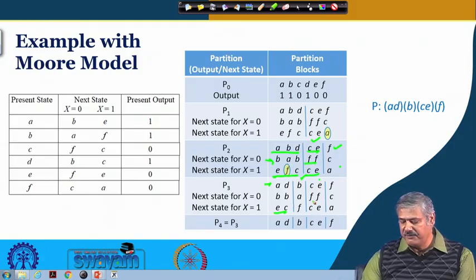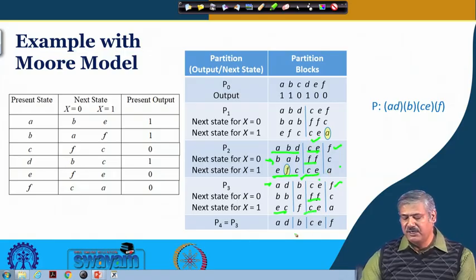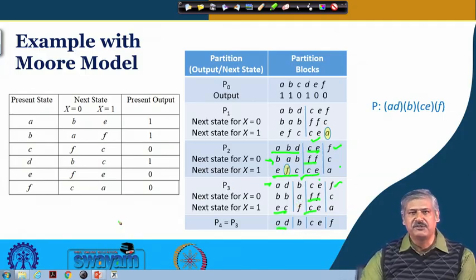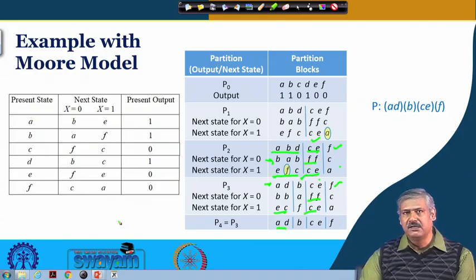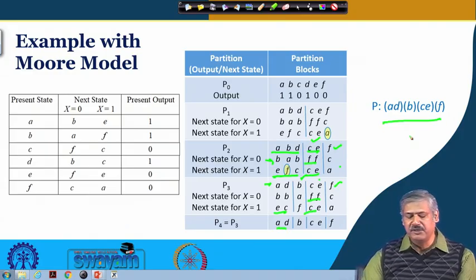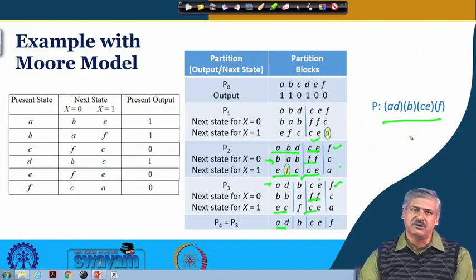C and E, F, F, this block, C, E, same block. So we see that no further partitioning is possible. So your P4 is the same as AD, B, CE, F, the one that we had seen for P3. So it stops here, and this will be the equivalence. So 4 such states will be there. From 6 we have come down to 4.